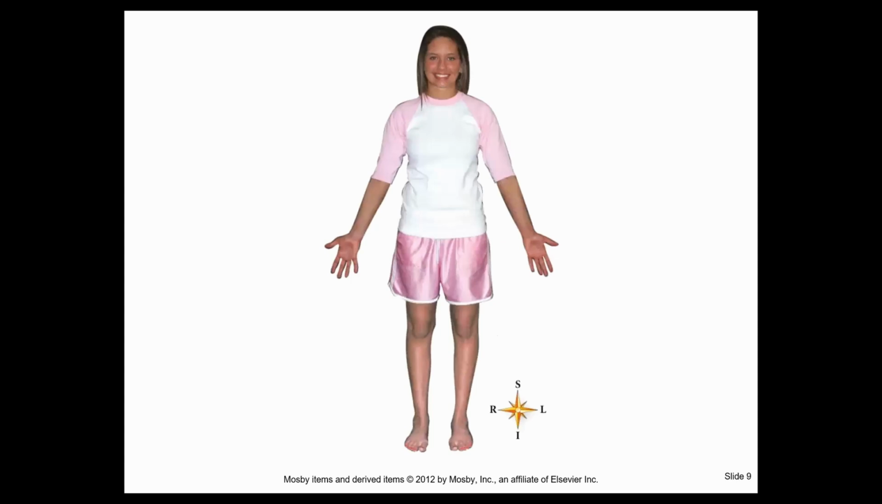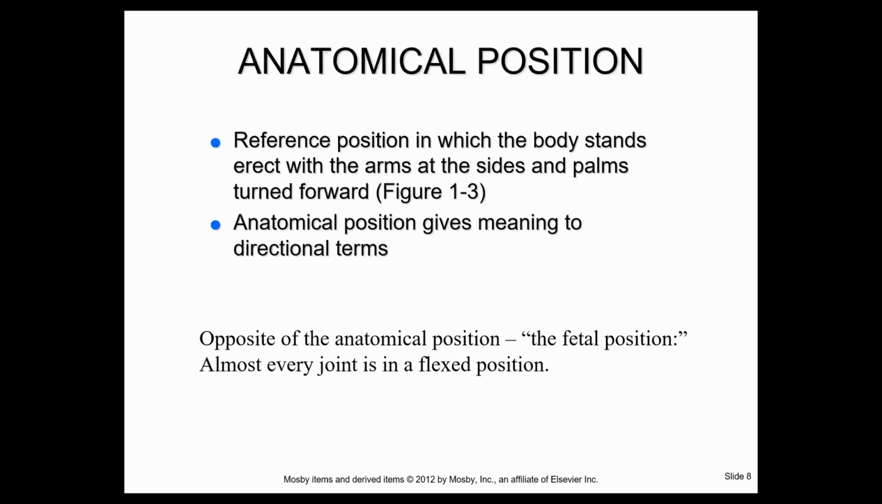So here you see this lady. She is in anatomical position. So what is it? You can see she stands upright, her feet slightly apart. She looks straight in front of herself. Her hands are turned with the palms forward. So this is the anatomical position: erect with arms at the sides and palms turned forward.